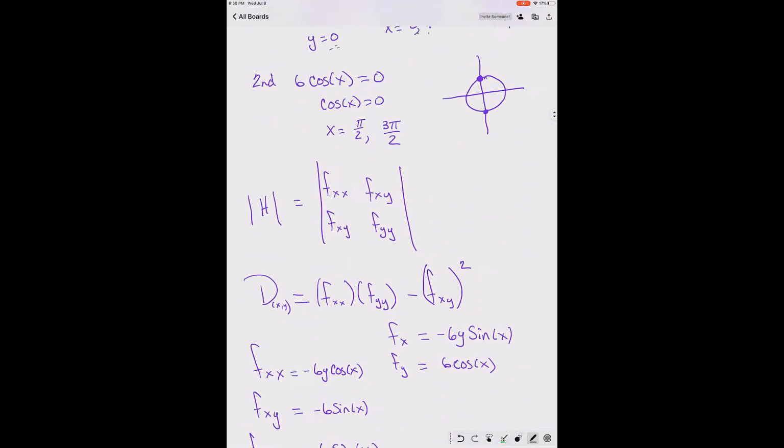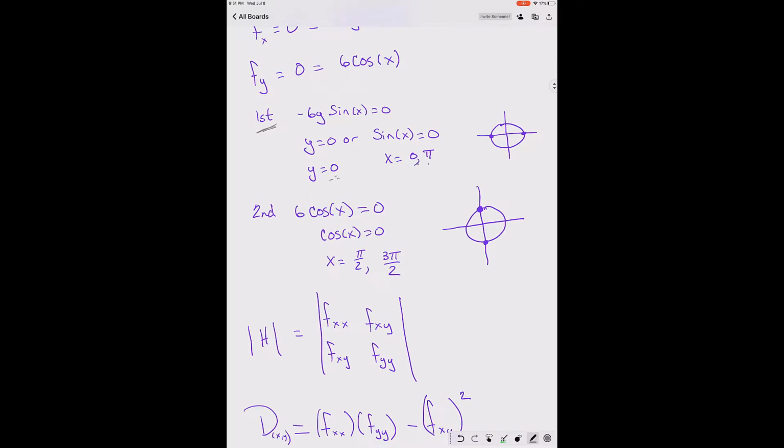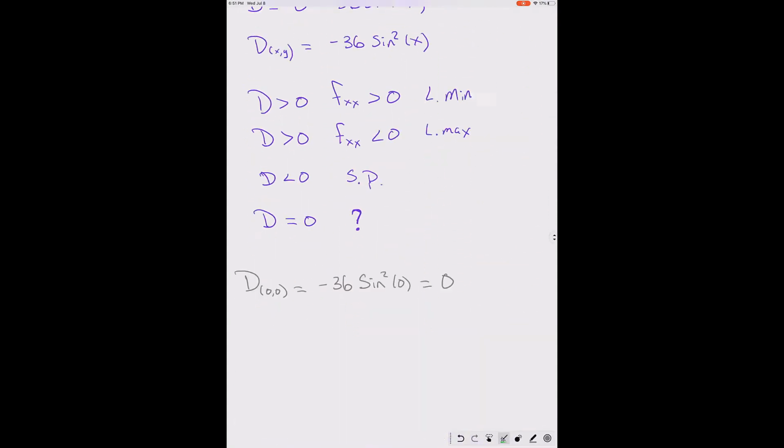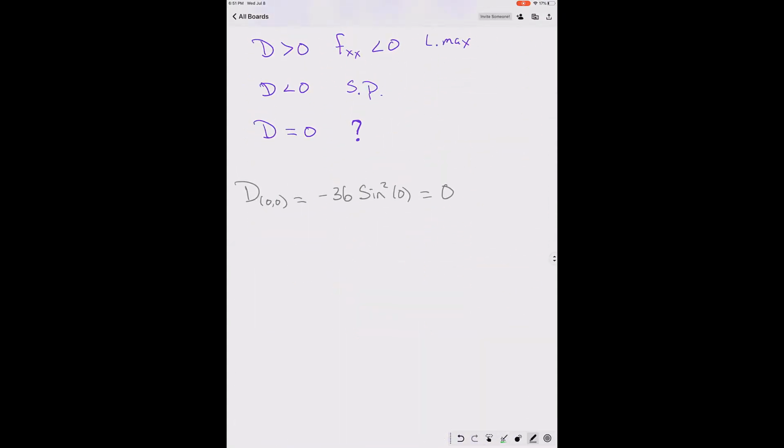So then the next thing we're going to look at, the next point, is x is equal to pi, y is equal to 0. So let's plug in that point.